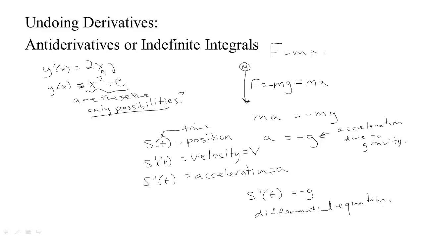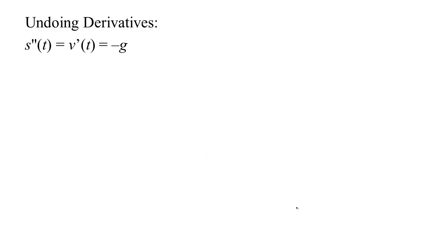We have information about the derivative of position, and from that information we'd like to actually recover the function that describes my position at any point. So to do that, we're going to have to undo some derivatives. Let's get a fresh screen here.